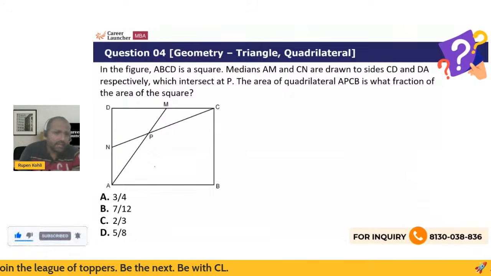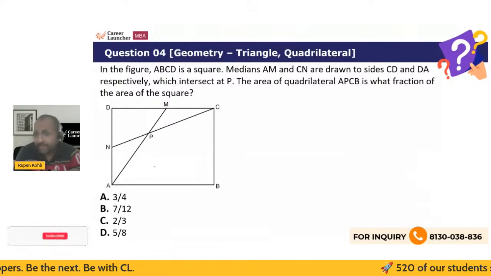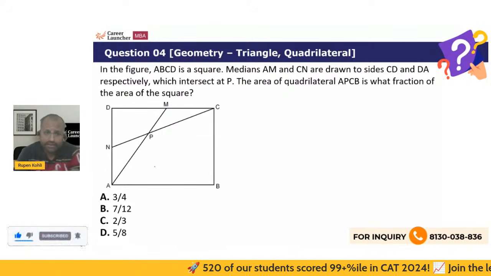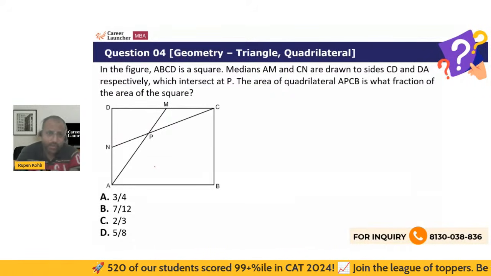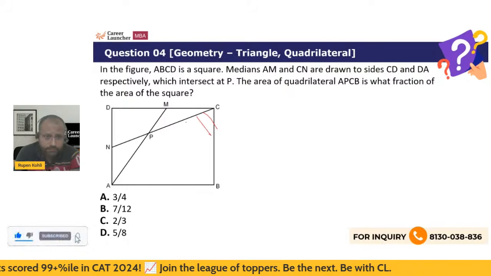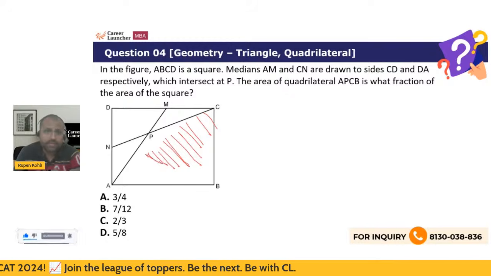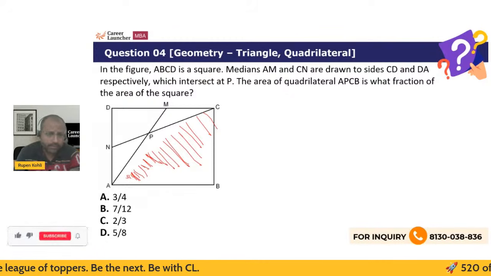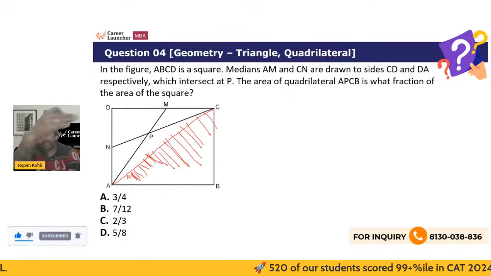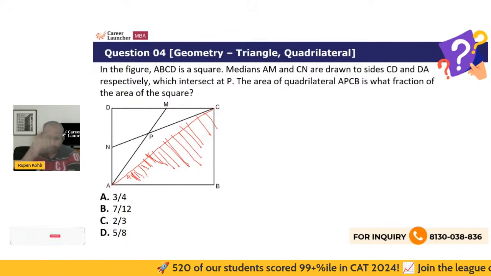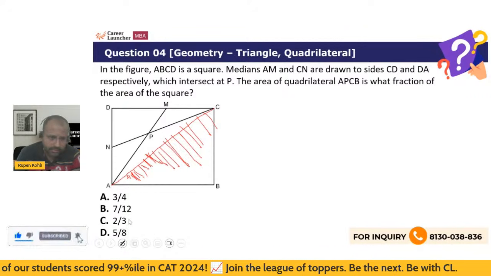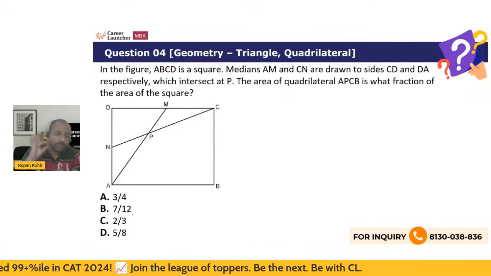So you can see that lines AM and CN, which are the medians, are drawn. M is the midpoint of CD, N is the midpoint of AD, intersecting at that point P over there. You have to find the area of this quadrilateral, APCB. This is what fraction of the area of the square? It very much looks like it's more than half, because if I join this AC, obviously this ACB is half of the square. So all the options also you can see are more than half. So that does not help us to eliminate, right? The exam setter knows what people will think.